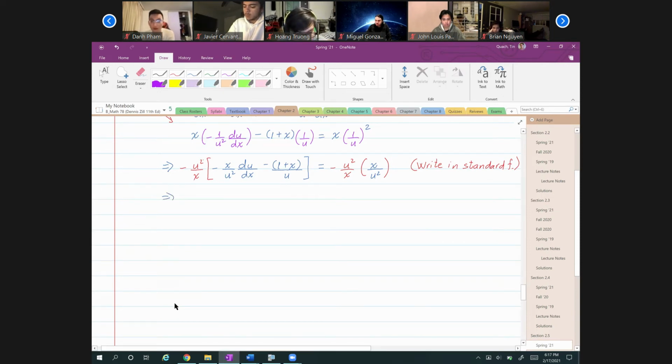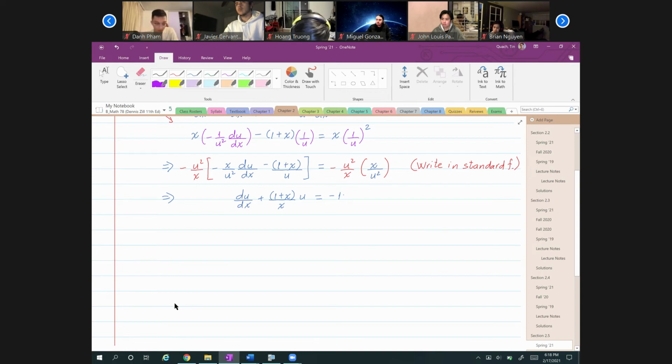is just du/dx, and then plus (1 plus x) all over x u, and on the right-hand side, you get -1. Okay? So that's what you have. So that is in standard form.